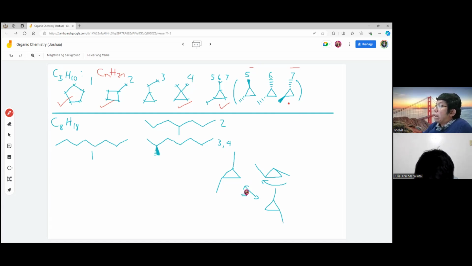Kasi this will be the cis trans 1,2-dimethyl cyclopropane. Kasi pwede mong i-flip yan, di ba? I-flip mo nga yung 5. Pag ni-flip mo yung 5, it will give you the same 7. Same compound yan. Don't worry, wala ka namang magkakamali dito kasi sinobrahan mo lang yung drawing.